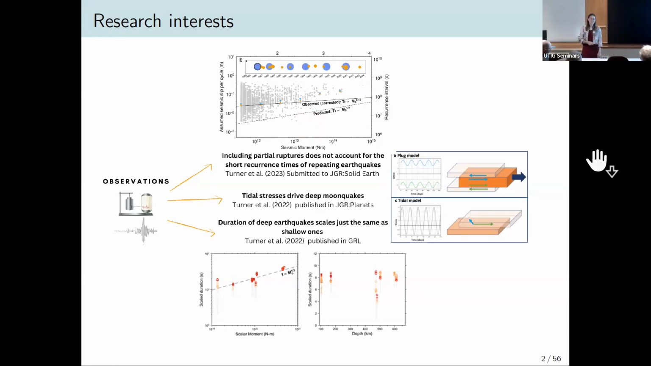And then during my master's, I was looking at deep earthquakes. And this is really interesting because they're happening at really high pressures and temperatures where we don't really expect earthquakes to happen. So I got some new measurements of the durations and the sizes of deep earthquakes, and they seem to behave more like shallow ones than we were expecting. But that was some stuff that I've done before. Today I'm going to be talking to you about moonquakes, things that I did during my PhD, but also since I've been here.